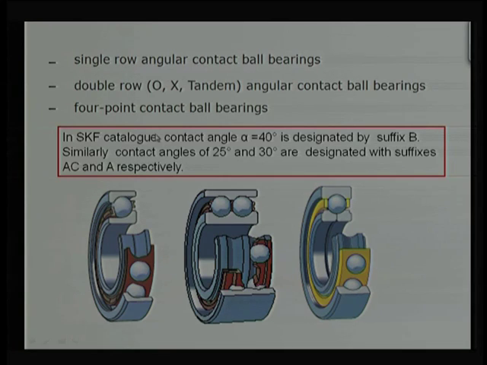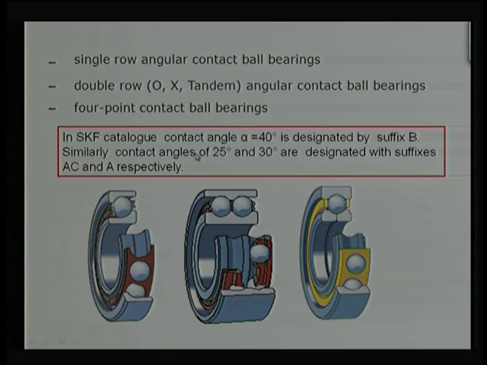If the load requirement says that we don't have an axial force, naturally we will not choose any of these bearings because they are going to show a higher coefficient of friction. From the friction point of view, these bearings are less advisable compared to the deep groove ball bearing and compared to roller bearings. Now, there is some sort of specification.